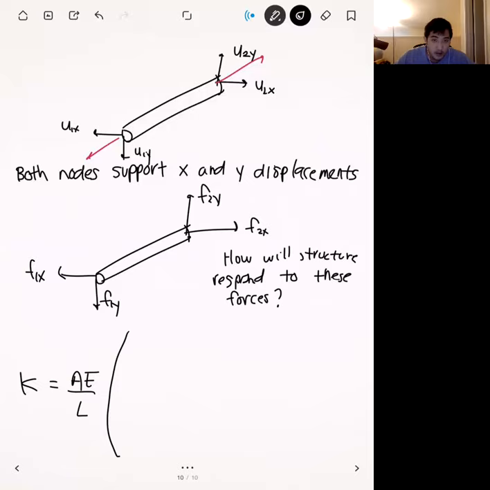Okay. And so out in front, we have the quantity AE over L, which, of course, I'll define in a little bit. Okay. And then we have all of the sine and cosine terms, right? And so I think in the lecture, what I did was I just kind of wrote this as a symmetric matrix, but let me give you the explicit expression for each of the 16 components, right? And so here we have cosine squared, then we have cosine sine, then we have minus cosine squared, and then minus cosine sine, okay?